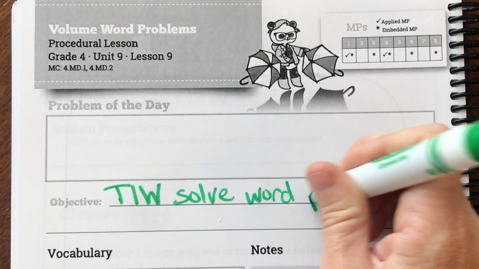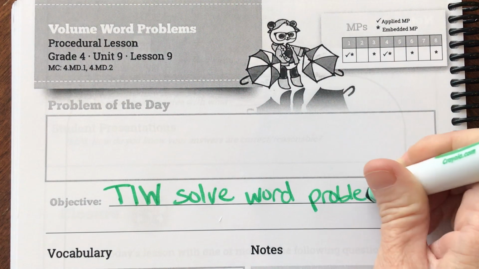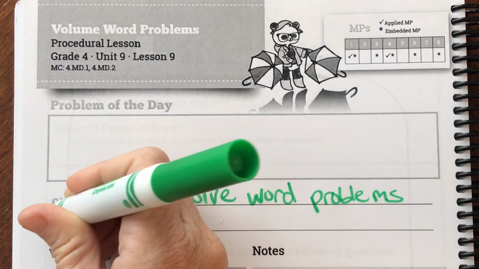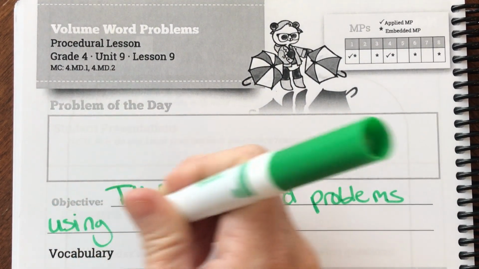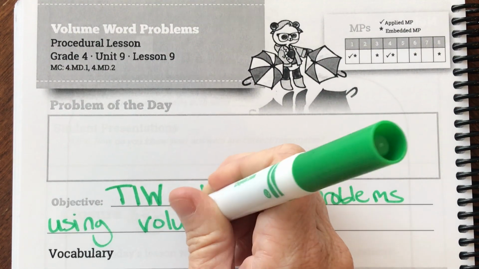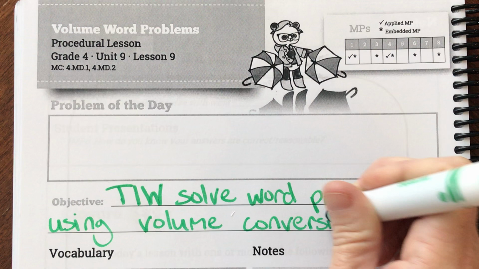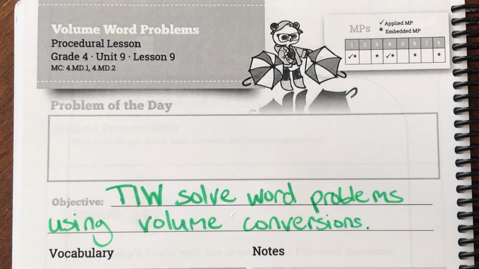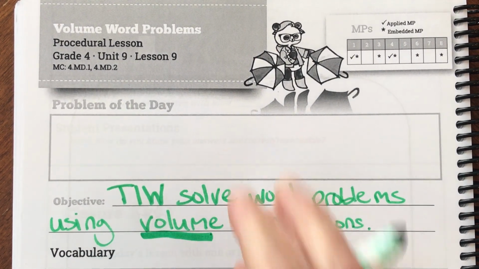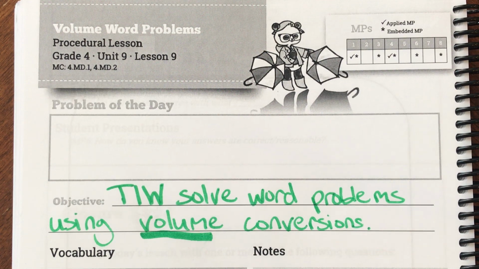word problems using volume conversions. Okay, so we're going to still stick with volume, and remember we've been talking about volume like 2-liter bottles of soda or gallons of milk, and we're going to be converting them, but now we're going to have word problems.